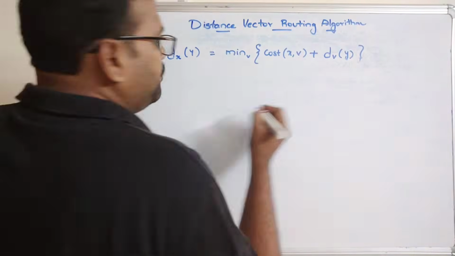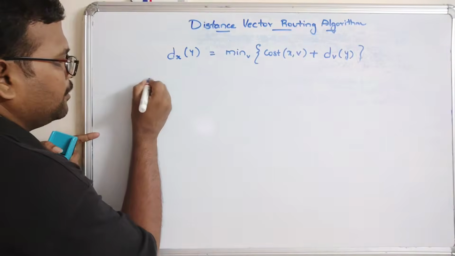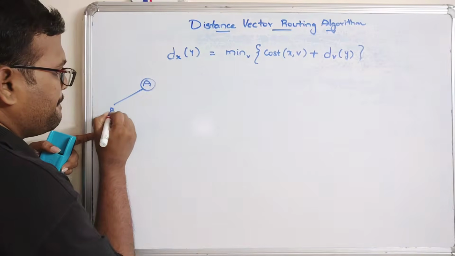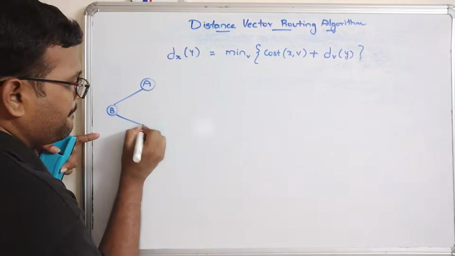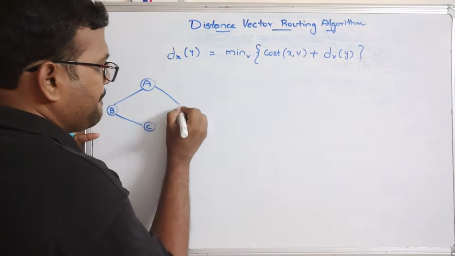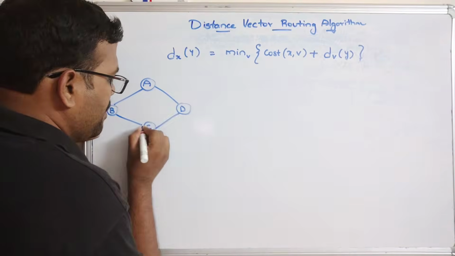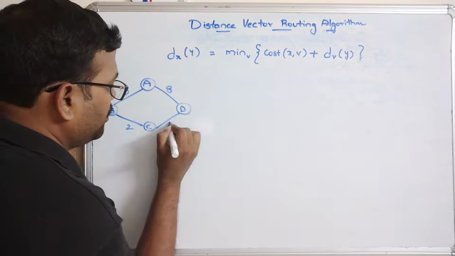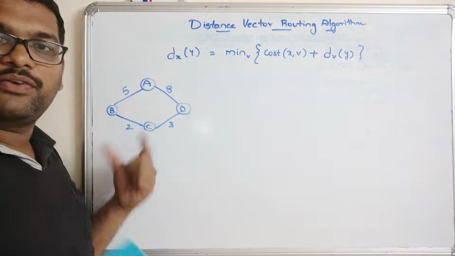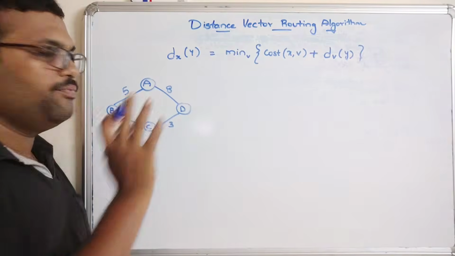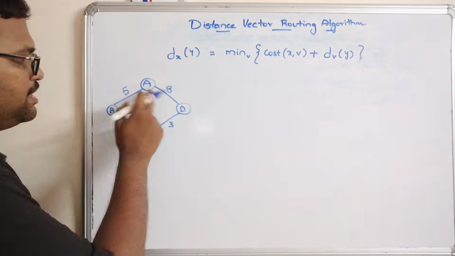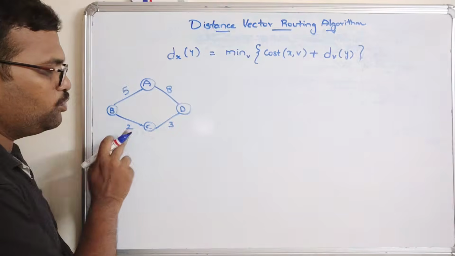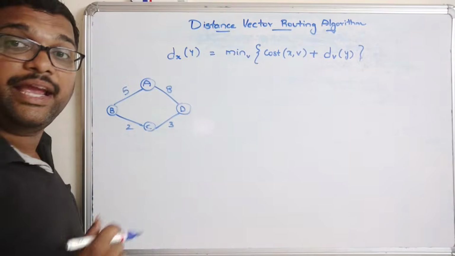Let us take some example. Let the network be like this: A, B, C, D, four routers, and the distance from A to B is 5, B to C is 2, C to D is 3, and D to A is 8.